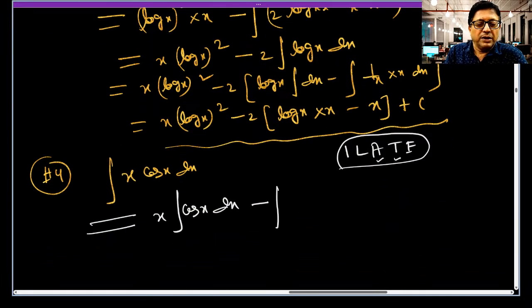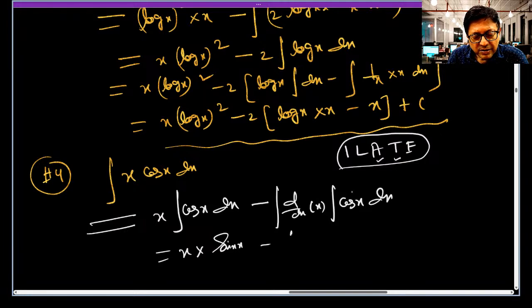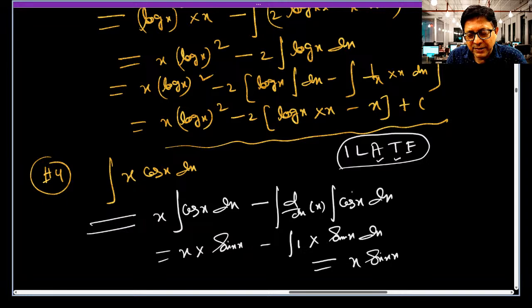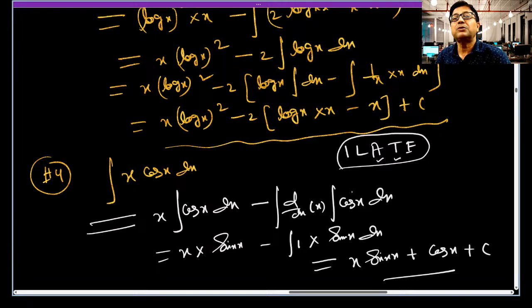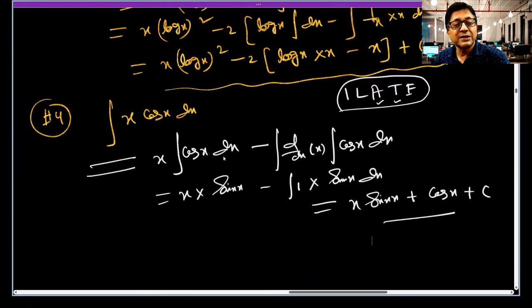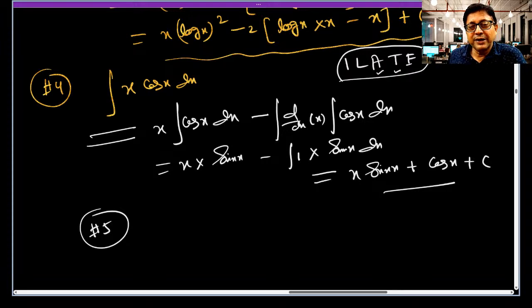Clear? X cos x minus d/dx of x, integration of cos x, 1 into sin x dx. There will be x sin x plus cos x plus c. Hope you have understood. If x cos x, x square cos x or sin x, whatever is given, you will start in this manner. Okay?